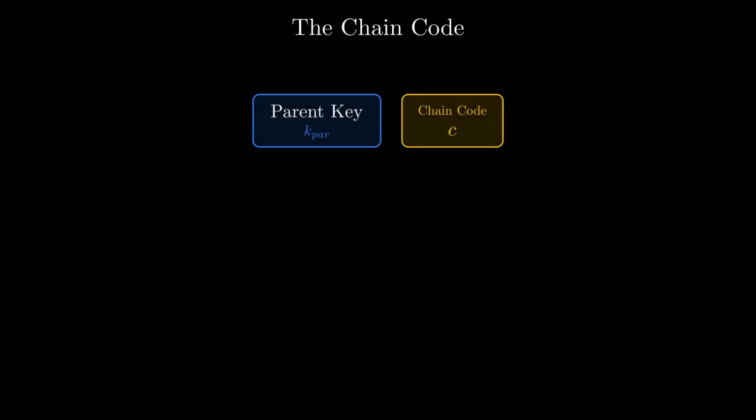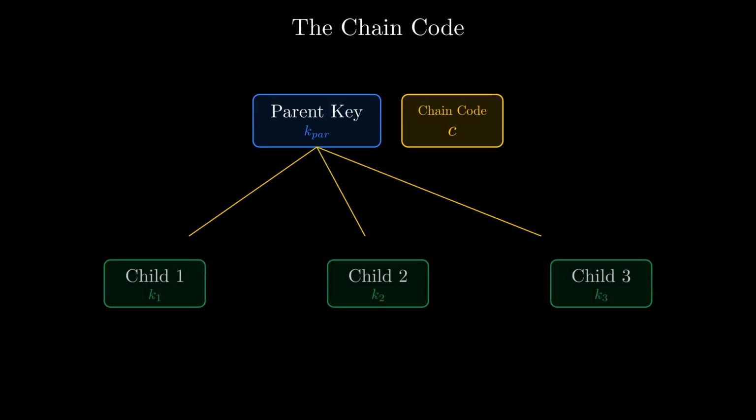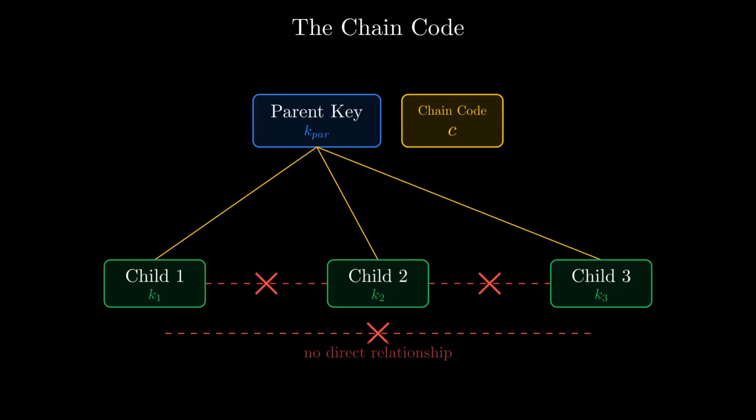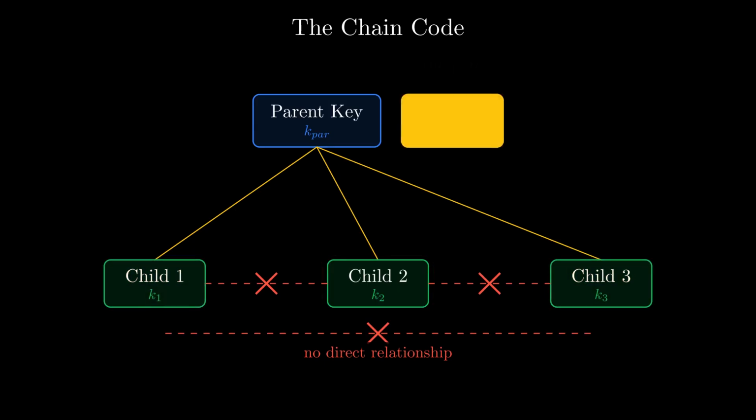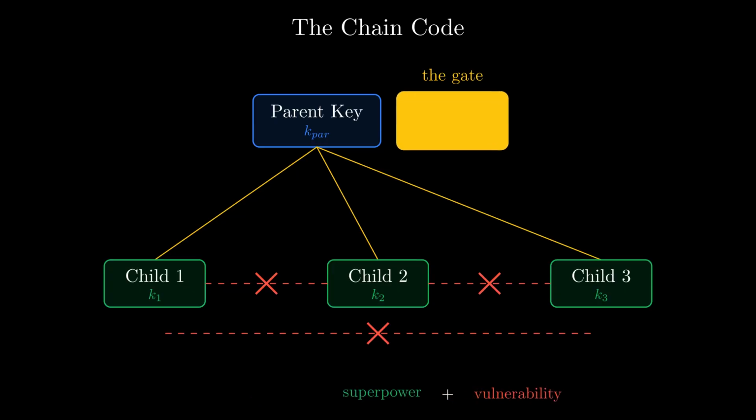The chain code deserves a closer look. It's extra entropy bundled alongside each key. Without it, derivation cannot happen. With it, you can generate children, but crucially, siblings remain computationally unrelated to each other. If you hold one child key but not the parent's chain code, you cannot compute that child's brothers and sisters. The chain code is the gate. It's what makes the tree deterministic yet compartmentalized. Remember this because it becomes the center of both a superpower and a vulnerability.